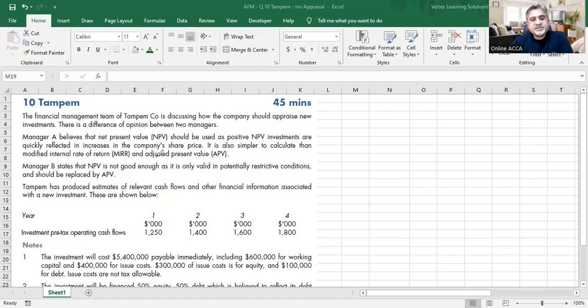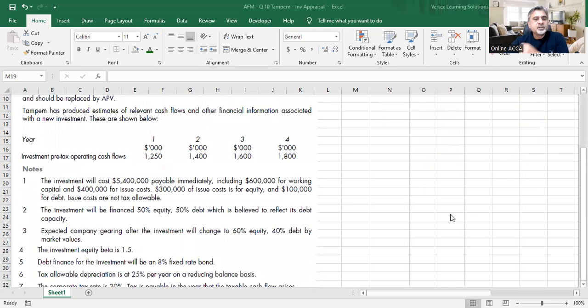So Tampem has produced estimates of relevant cash flows and other financial information associated with a new investment. These are shown below. So year 1, 2, 3, 4, you've got investment pre-tax operating cash flows of 1.25 million, 1.4 million, 1.6 million, 1.8 million. These are pre-tax and these are not discounted yet.